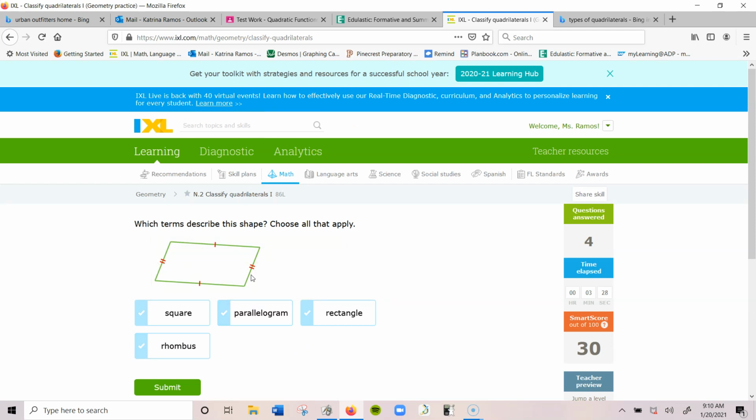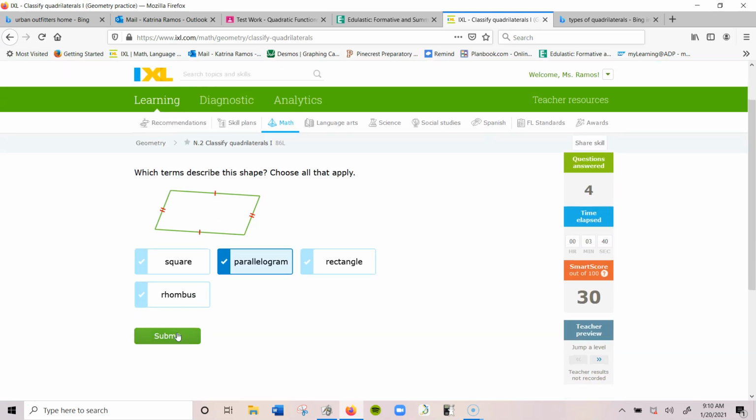Here we have the opposite sides are congruent. The angles don't appear to be 90, so it's not a rectangle, but it is a parallelogram. And all the sides are not congruent, so it's not a square or a rhombus.